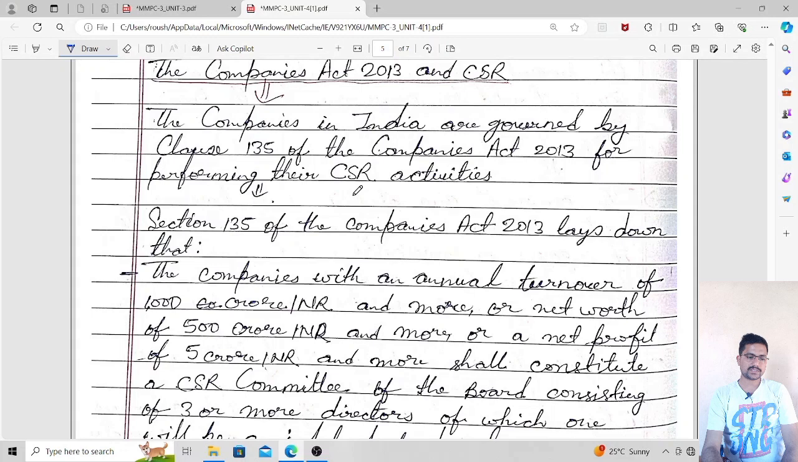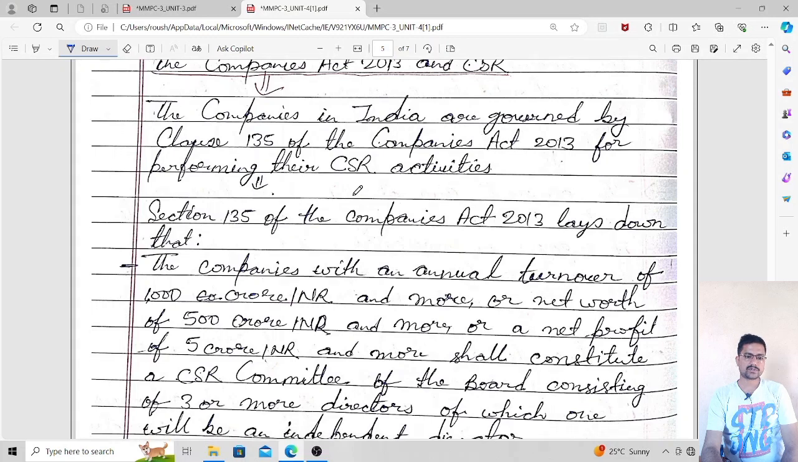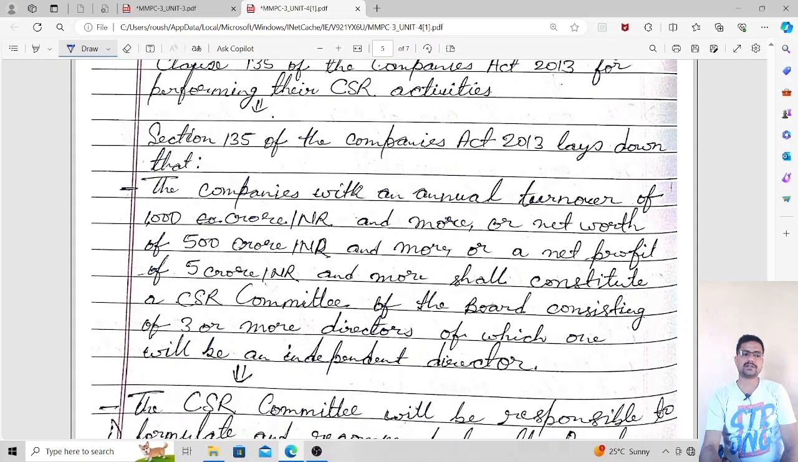So, what does Section 135 of the Companies Act 2013 say? It lays down that companies with an annual turnover of 1000 crore Indian rupees or more, or a net worth of 500 crore Indian rupees or more, or a net profit of 5 crore Indian rupees or more, shall constitute a corporate social responsibility or CSR committee of the board, consisting of 3 or more directors, of which one will be an independent director.